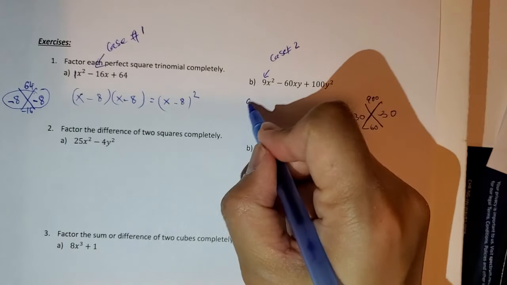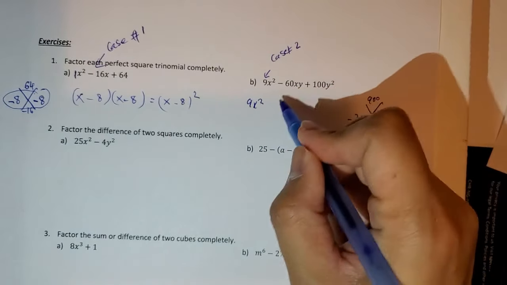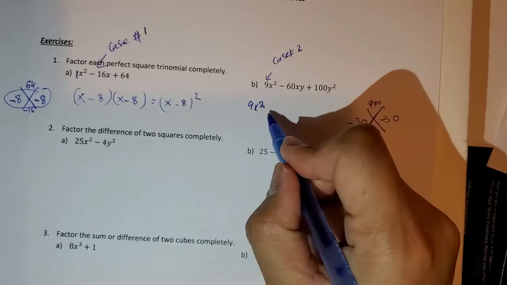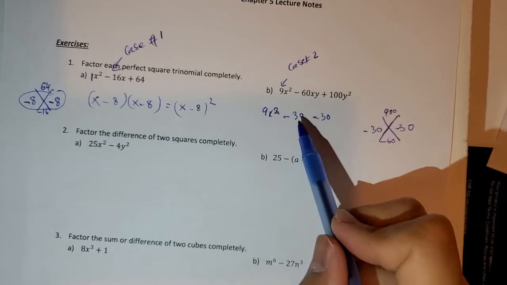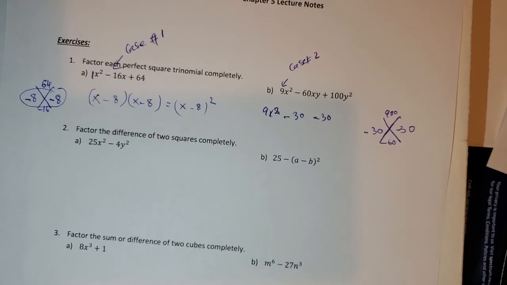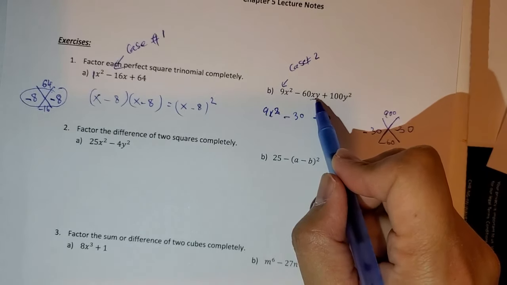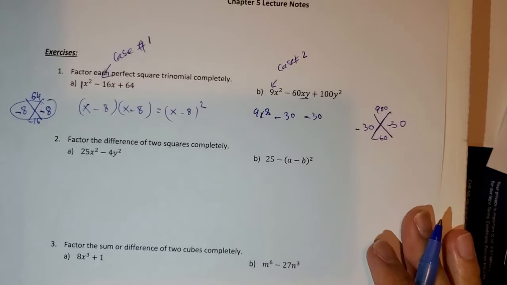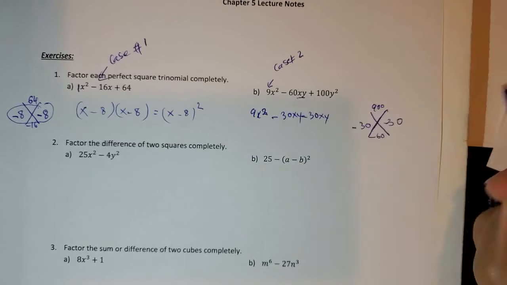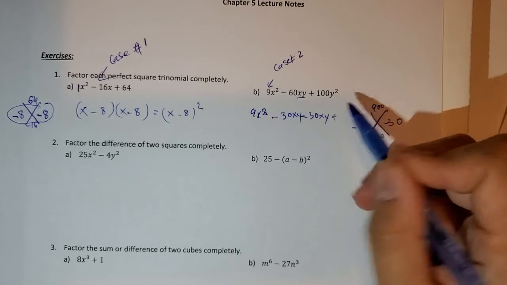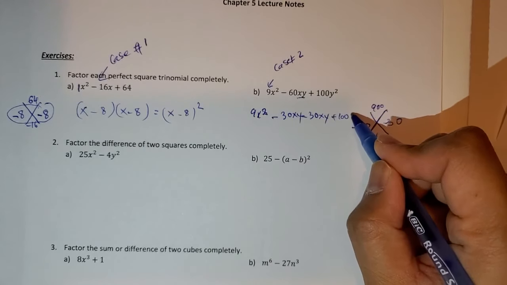So I'm going to write this one: 9x squared. I'm going to break down the middle. So instead of 60, I write negative 30 and negative 30, because negative 30 added to negative 30 gives me back negative 60. And since this one has x and y, I just put x and y. And this one also x and y. And copy this down, which is 100y squared.